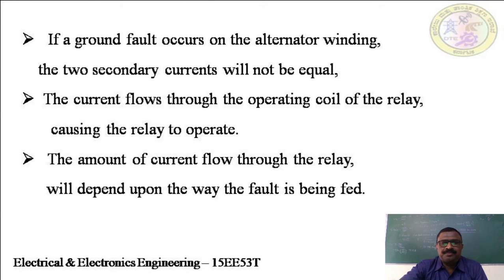Let us assume a ground fault occurs on the alternator winding. Whenever a ground fault occurs on the alternator winding, the two secondary currents will not be equal. Current flows through the operating coil of the relay, causing the relay to operate. The amount of current flowing through the relay depends on the type of fault on the alternator winding.